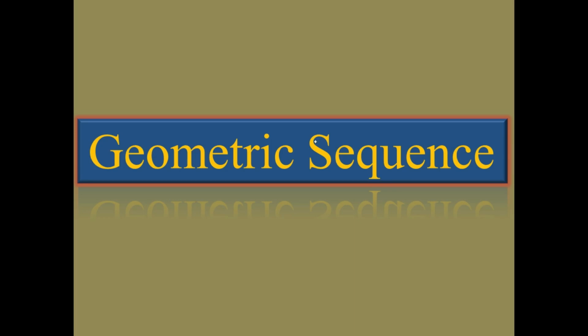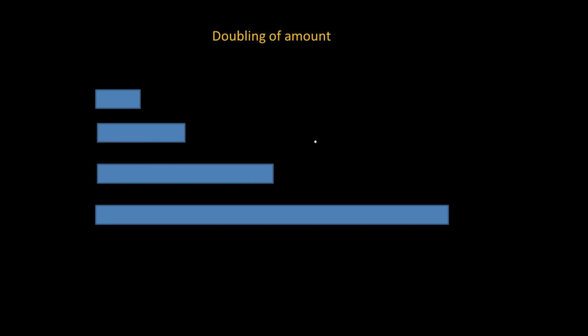In this video, we are studying geometric sequence. We are taking a daily life example. These bars are framed in such a way that the next bar is double of the first one, the third one is double of the second one, and the fourth one is double of the third one.